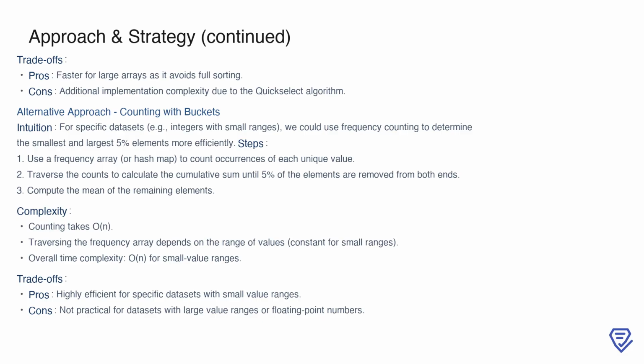The efficiency of this method lies in its linear time complexity for counting and summing, which makes it particularly effective for small-range integers. However, for datasets with large value ranges or floating-point numbers, this approach becomes impractical as it would require excessive memory or additional precision handling. Therefore, while this method is highly efficient in specific scenarios, it is not universally applicable.